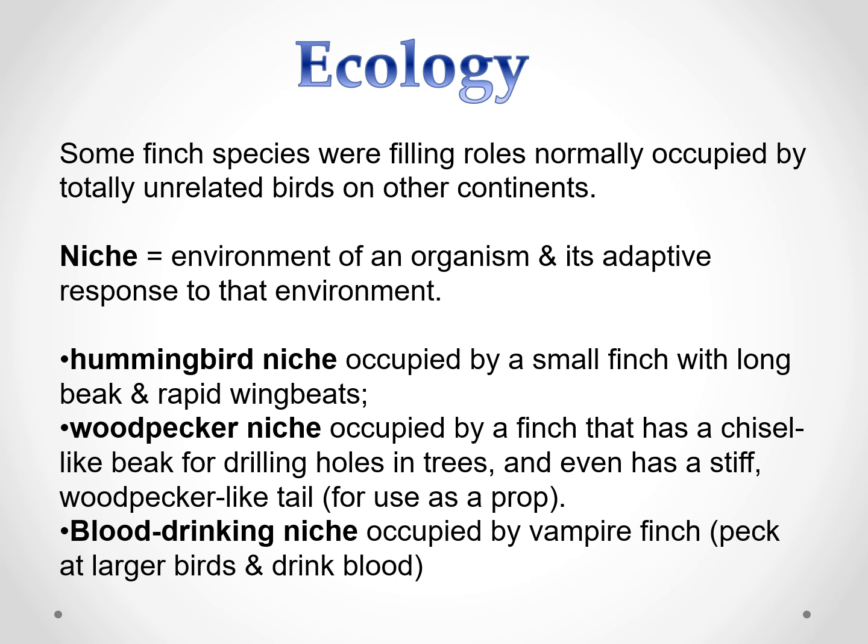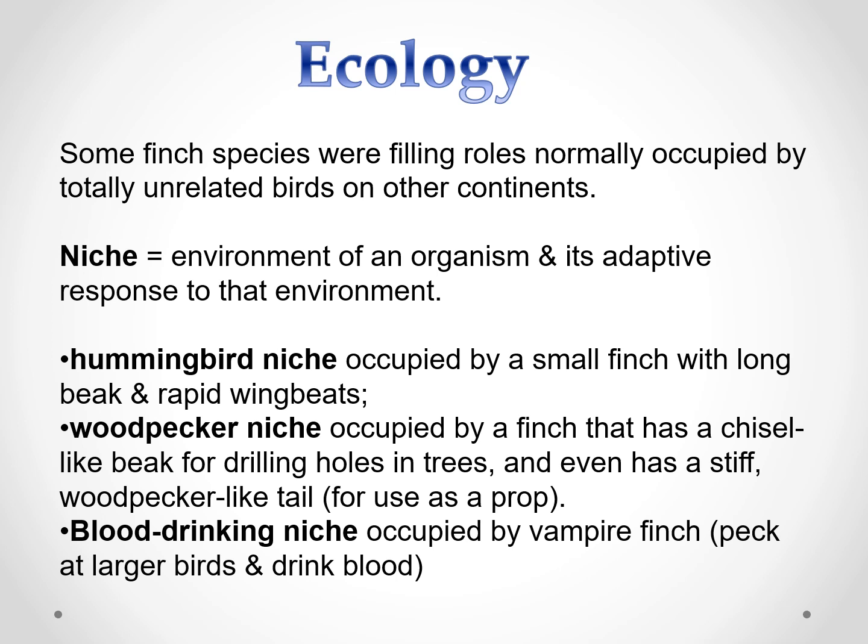So what Darwin was really looking at was this notion of a niche. Some finch species were filling roles that were normally occupied by totally unrelated bird species on other continents. You have a hummingbird niche, which was occupied by a small finch with a long beak and rapid wing beats, much like a hummingbird that we see on the mainland. You had a woodpecker niche, which was occupied by a finch that had a chisel-like beak used for drilling holes in trees, and even has a stiff woodpecker-like tail that is used as a kind of prop that puts force behind their pecking.